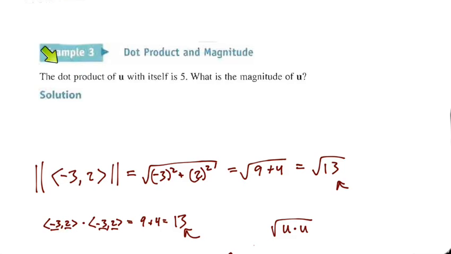So let's read this question now. The dot product of u with itself is 5, so what's its magnitude? Square root of 5. That's all I got to do. So square root of 5, and we're done.